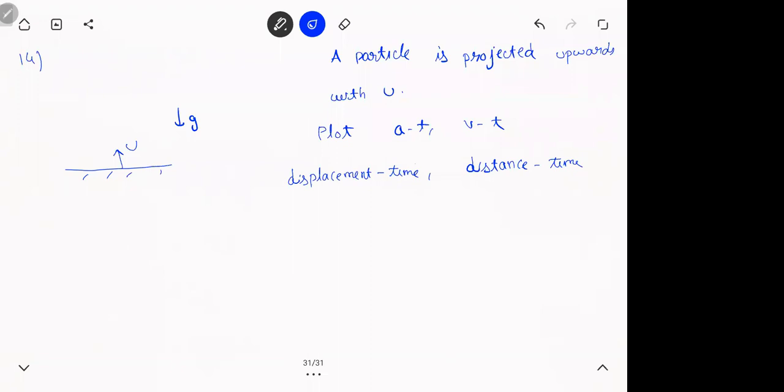So this is a physical situation. We have done this problem many times, throwing up and coming down. So for this, if you try to plot a graph, how does it look like? Try, I'll give you a minute. First draw AT graph, that is easy. Then go with VT graph, I'll give you a minute for these two.